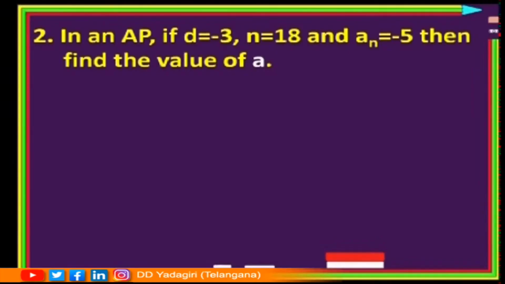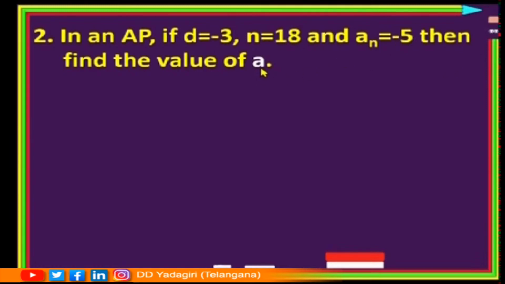This is the second problem. In an AP, if d is equal to minus 3, n is equal to 18 and the nth term is also given, that is minus 5, then our aim is to find the value of a. In the previous problem we estimated the common difference. In this problem the common difference, number of terms and nth term were provided, so we should find the value of a.